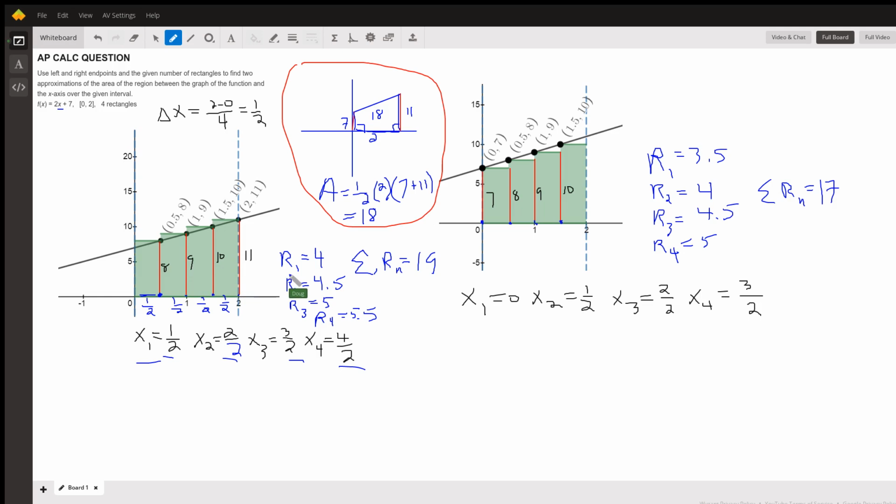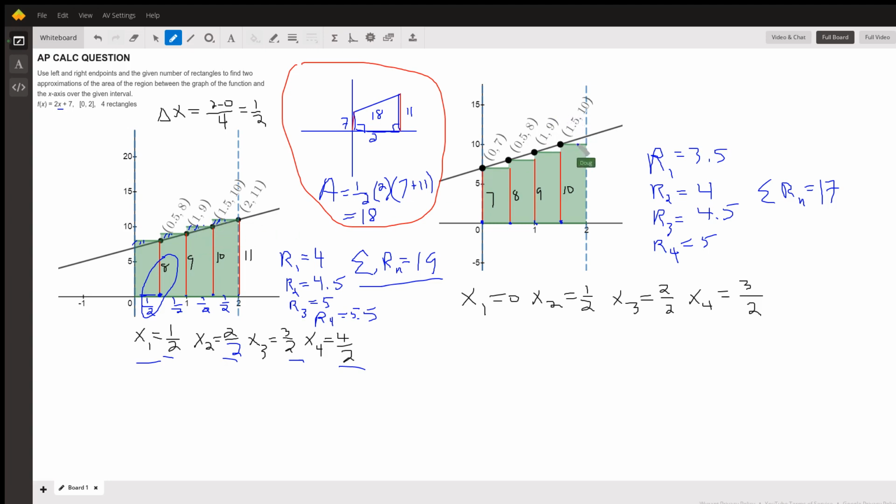The area of rectangle 1 is 4, half the length times the width. Same for the second rectangle. 9 times a half gives me 4.5, 5, and 5.5. If we add these all up, we get 19. That's actually 1 square unit greater than the exact area, and that's what we would expect. We've overestimated by the area of these little triangles that are above the line.